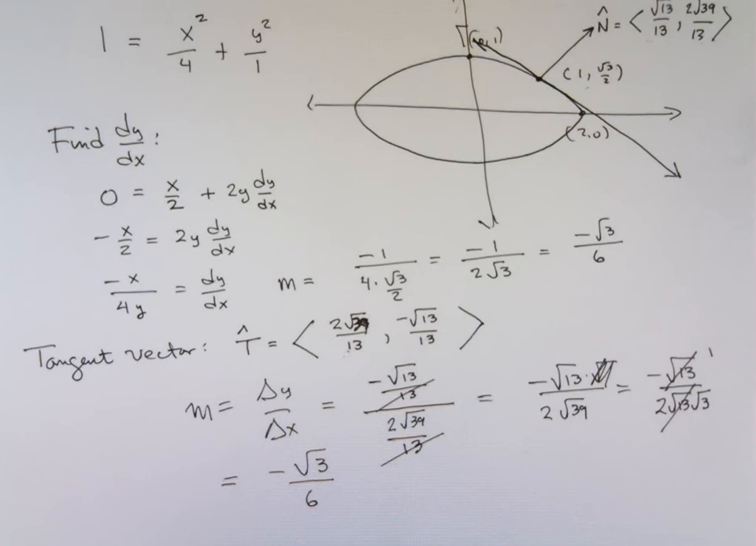Go ahead. Why are we using the unit normal vector instead of using the gradient? We could have used the gradient. The only reason I did that is because that's what WebAssign asked you to do. Okay. That's the only reason.